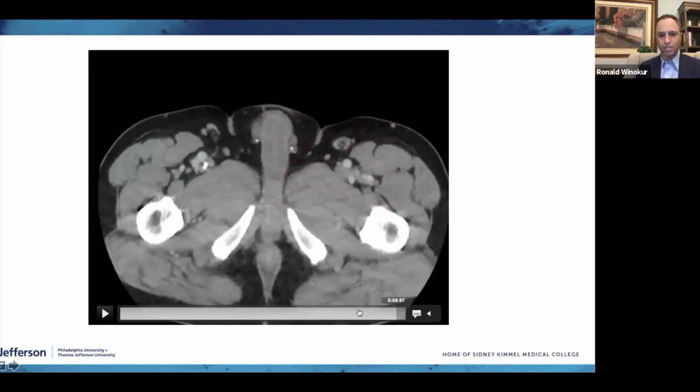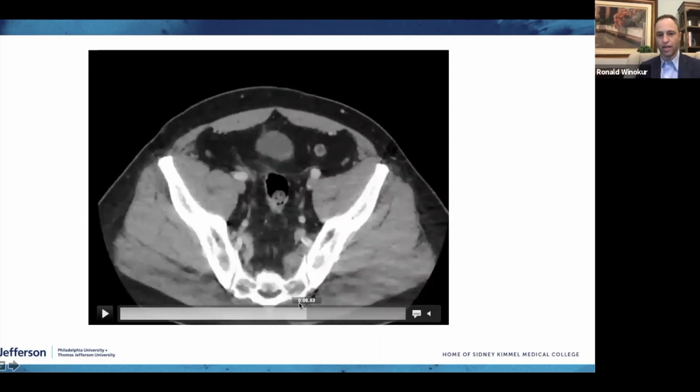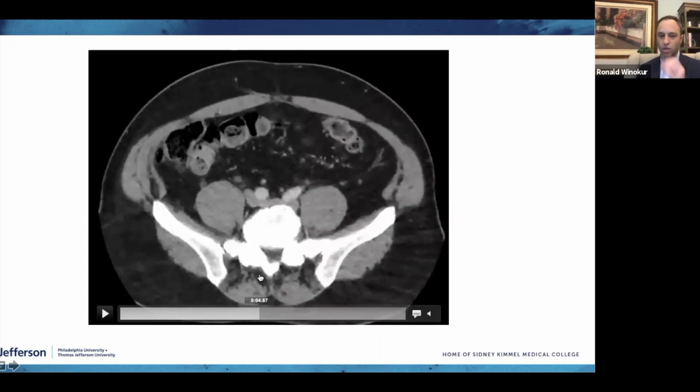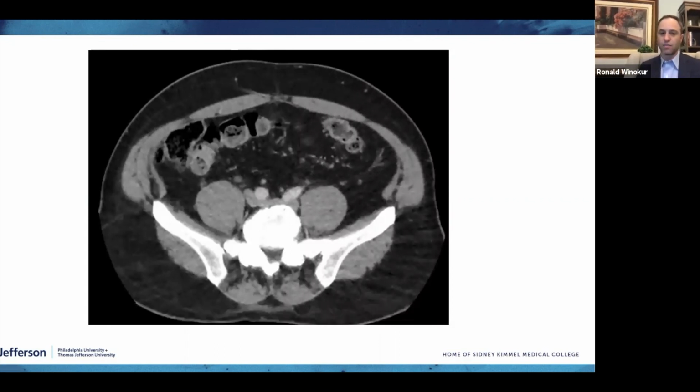Now, what's impressive about this is you don't see a really small caliber right common iliac and external iliac vein. It doesn't look like a severely post-thrombotic system because it doesn't look very small in caliber. But I'll tell you that if you look at CT alone, you're going to miss a large number of these patients who have post-thrombotic changes centrally within the iliac system.